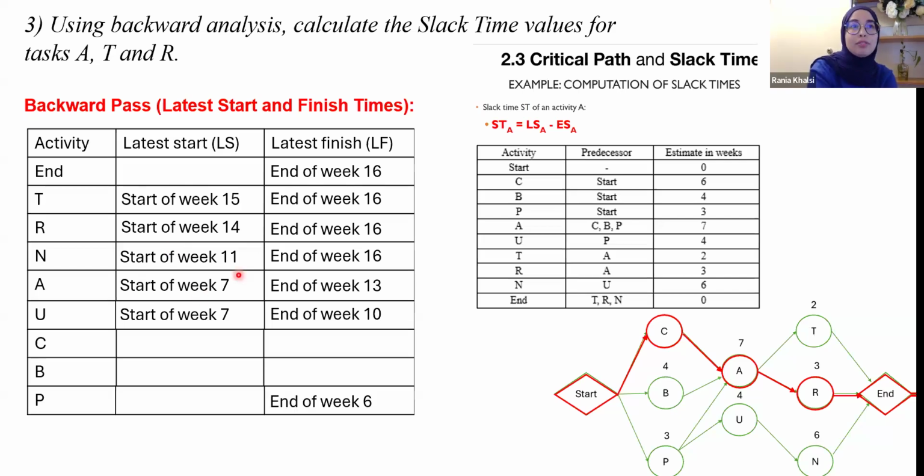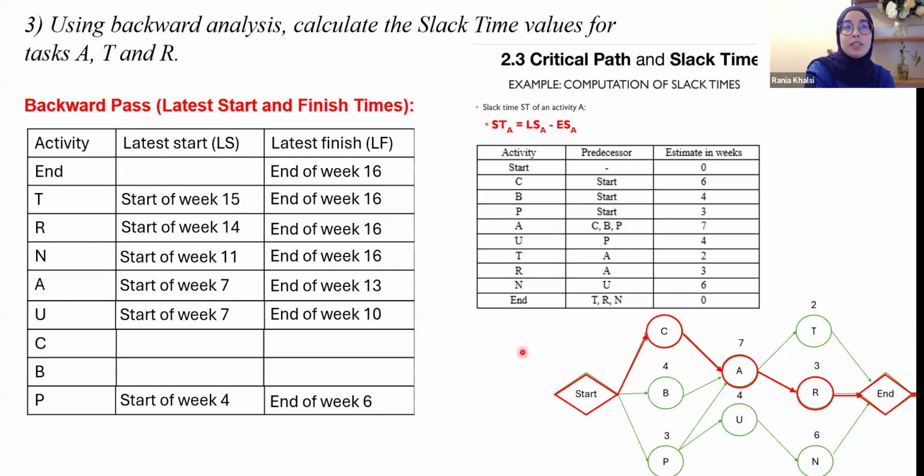Okay, next we have activities C, B, and P. Let's go for P. We know that before it come A and U, okay? Both of them have the same latest start, which is the start of week 7. This is why P is supposed to finish just before that. So the latest finish for P is the end of week 6, and activity P takes 3 weeks, so its latest start is the start of week 4.